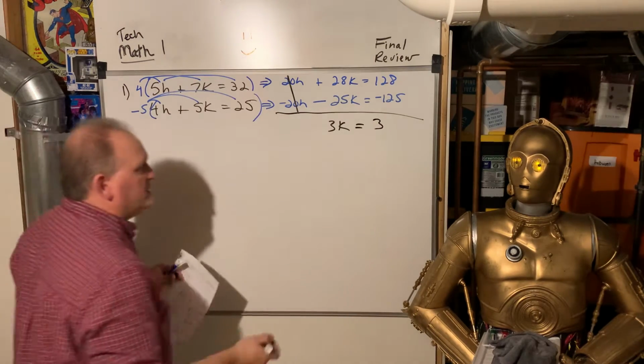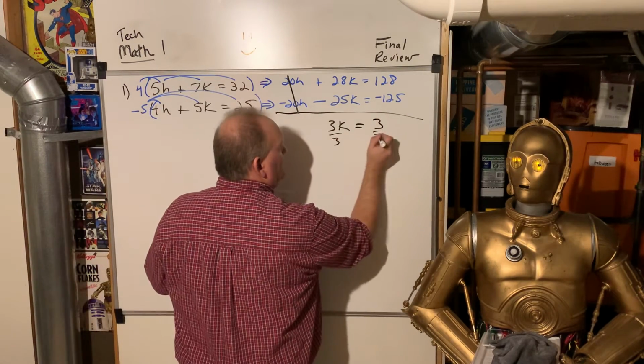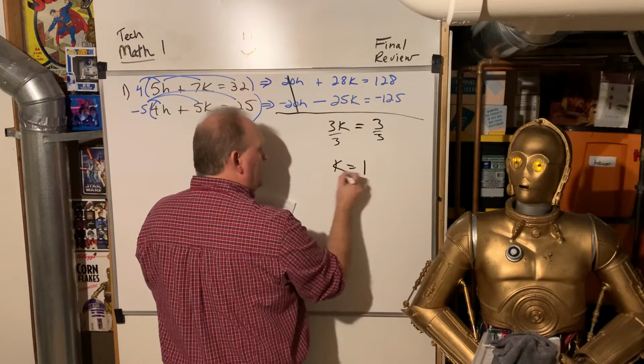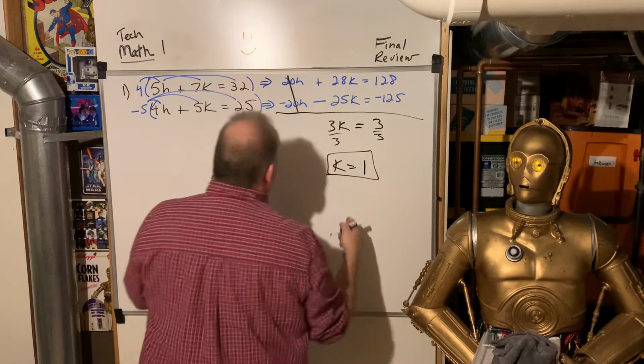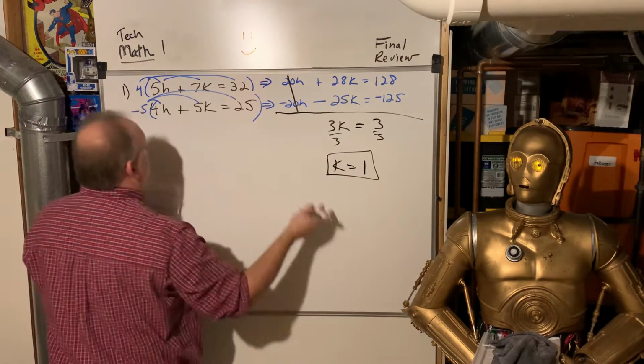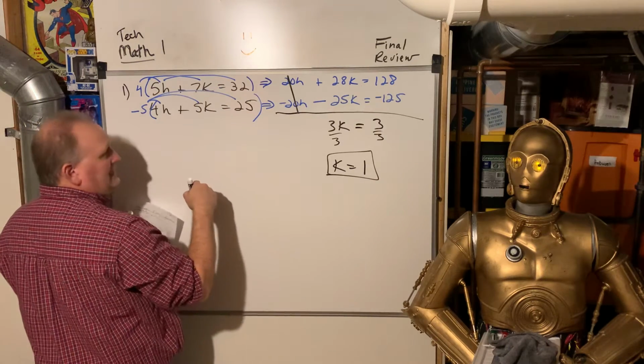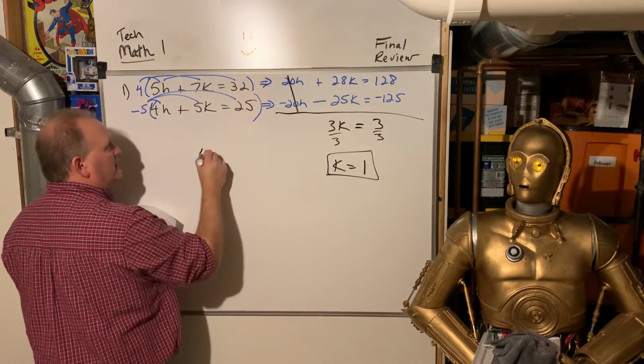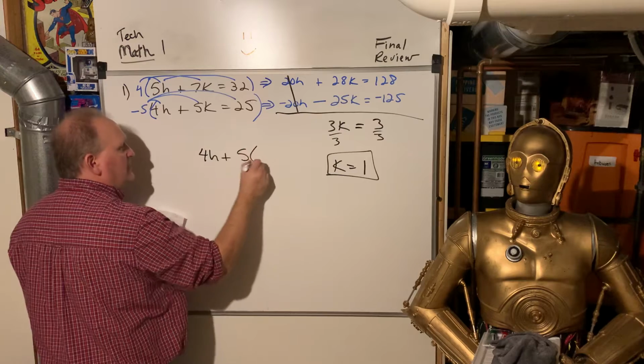And then divide both sides by 3. And k is equal to 1. After you find one of them, you substitute it back into either one. I thought this one was a little easier. 4h plus... either one will get you the same answer.